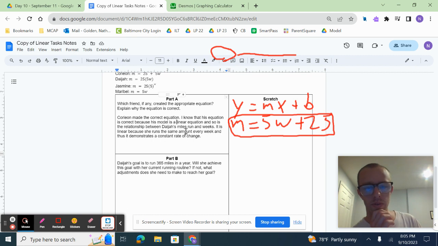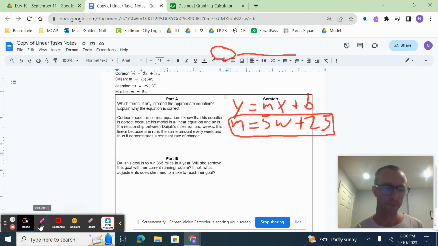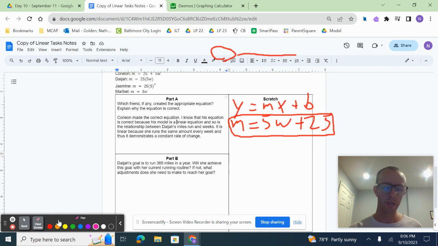All right, Deja's goal is to run 365 miles in a year. Will she achieve this goal with her current running routine? If not, what adjustments does she need to make to reach her goal? Okay, maybe I should write this on the board when y'all are working on this. There are 52 weeks in a year, so you need to know that information here. So if there are 52 weeks in a year, I need to figure out how many miles she will have run in a year. And so to do that, I need to plug 52 into W, right? Because it's been 52 weeks. That needs to go into W.